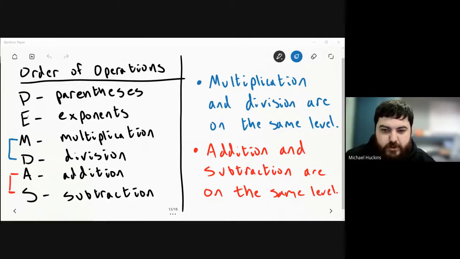All right, hello. Today we're going to be talking about the order of operations. It's going to be immensely useful when we start creating and solving equations, as well as just simplifying expressions, which is our focus early on.